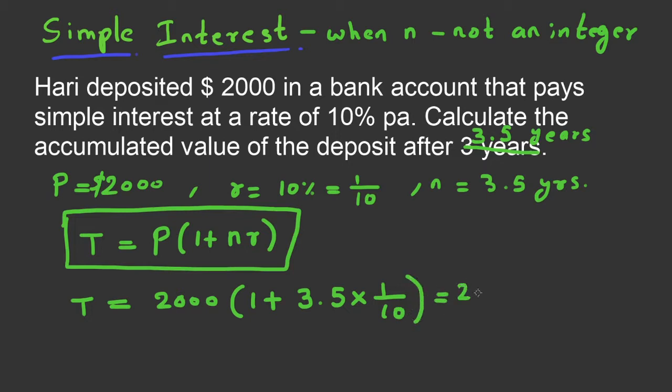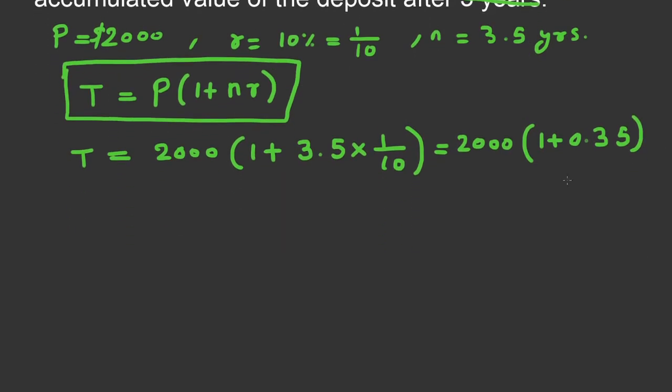That is equal to 2000 into 1 plus 0.35. This gives 2000 into 1.35. The answer is 2700.